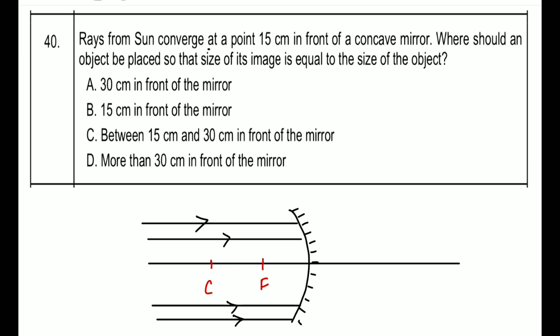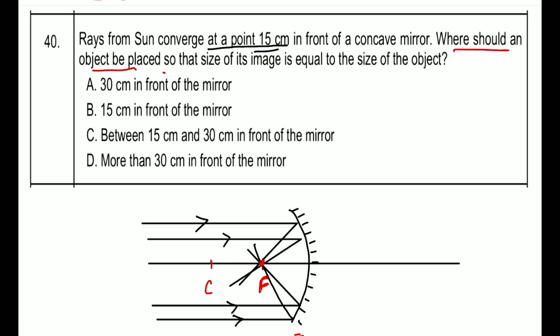Now according to the question, they converge at 15 centimeter. That means the focal length will be 15, because we know that when rays are parallel to the principal axis, they converge at a common point, which we call the focus of the mirror. I hope that is understandable. Mirror or lens, whatever you call it. Here I have a mirror, so I will simply call it mirror. So 15 centimeter is the focal length of this concave mirror.